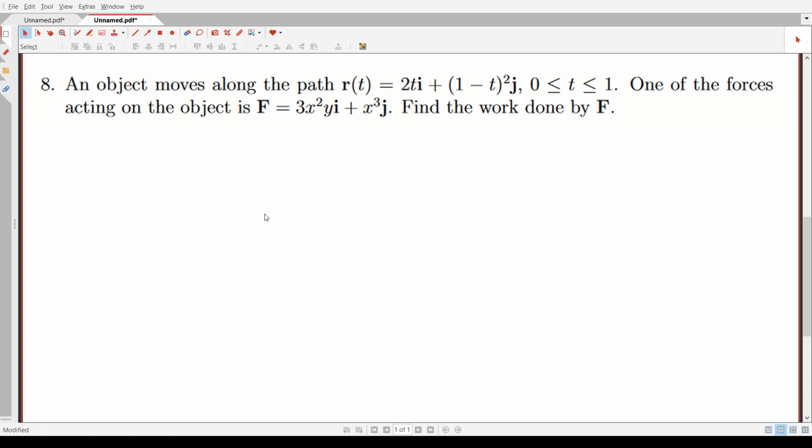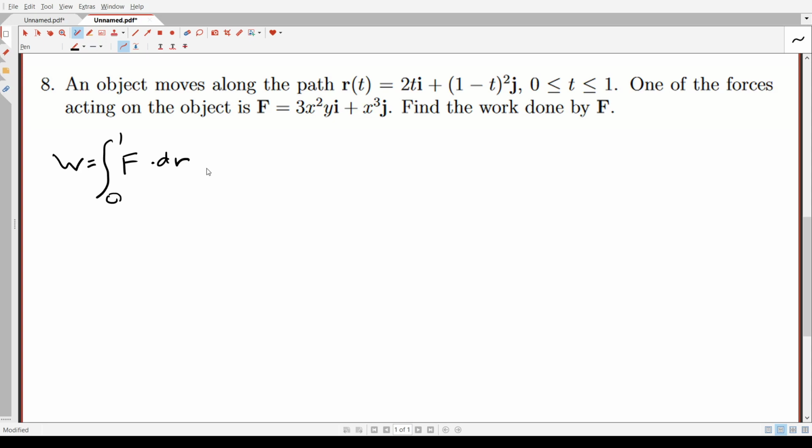Okay. An object moves along this path. One of the forces acting on the object is this: find the work done by F. Okay, so remember, work is equal to force times distance. So if we do a small amount of work, actually, let me do it this way. It's F dot dr. And we're integrating from 0 to 1.